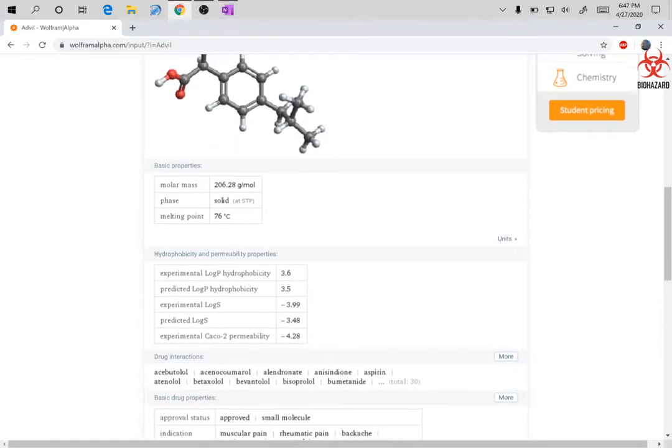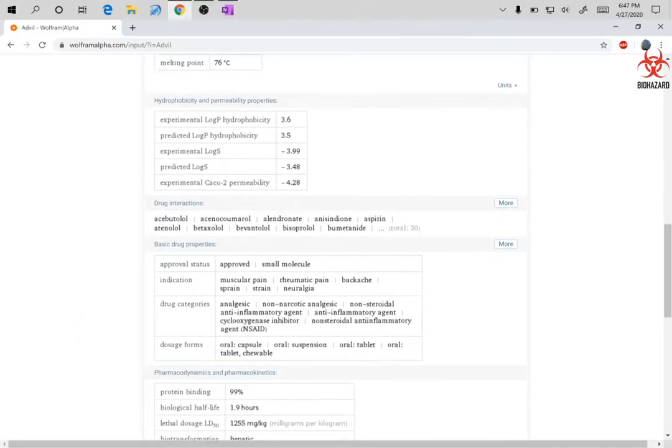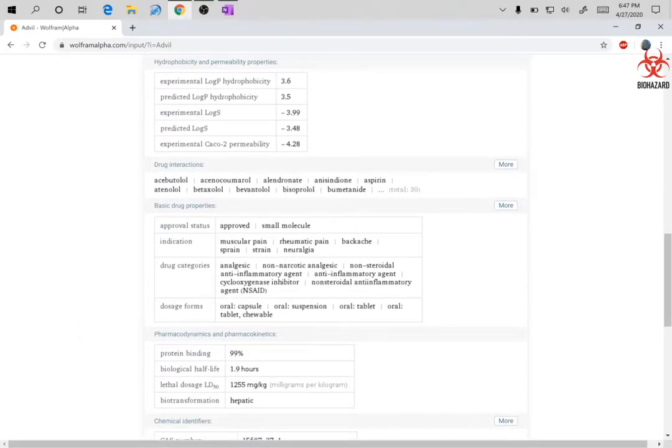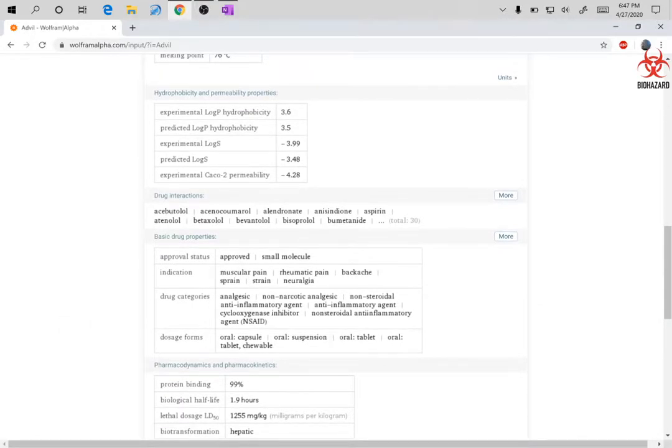Go down, go down, go down, go down. The drug categories, dosage. There we go. Look at the bottom of the screen now. Biological half-life 1.9 hours. You can type any drug you want, but as I said, usually I go with Advil.